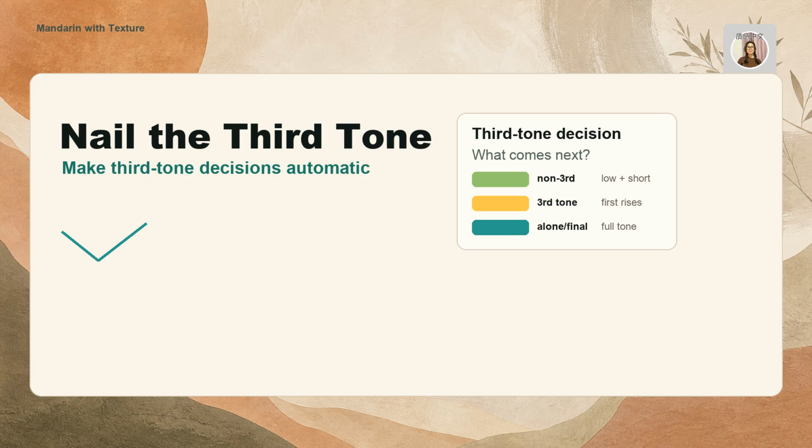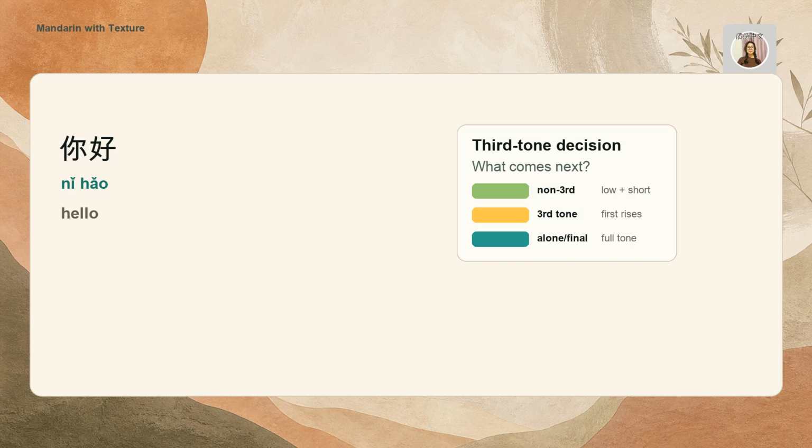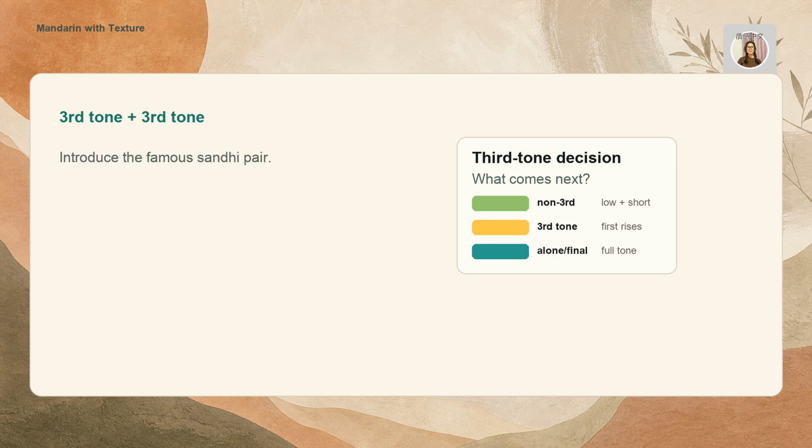The very first Chinese word you learned was probably 你好. Maybe your 你好 sounds great. Maybe you already know the famous third tone sandhi rule. When two third tones come together, the first one changes. But then you meet other third tone words, and suddenly you hesitate. Should this third tone change or not?